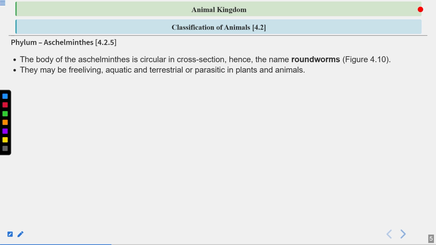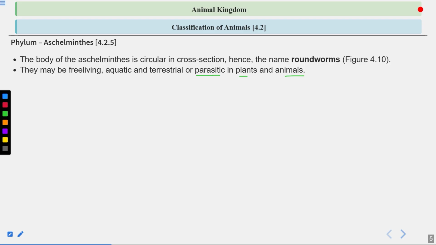And some are found as parasites in plants and animals, right? A very good example is Ascaris, which causes disease in young children. That is called ascariasis. So how does this disease occur in small children?